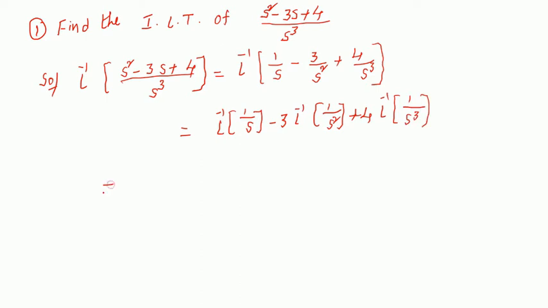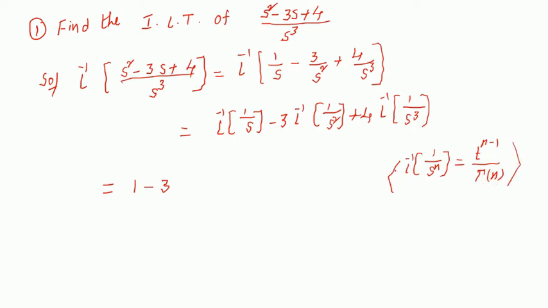So what is L inverse of 1 by s? L inverse of 1 by s is 1, because L of 1 is 1 by s. So L inverse of 1 by s is 1, minus 3 into, now what is the formula? L of t power n is gamma of n plus 1 by s power n plus 1. From that, L inverse of 1 by s power n is t power n minus 1 by gamma of n.